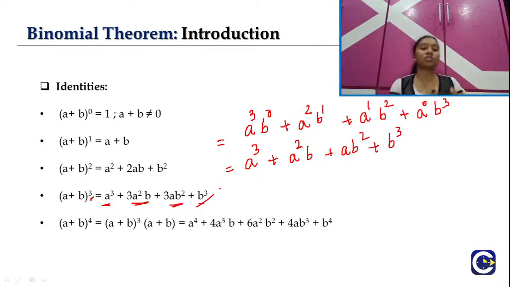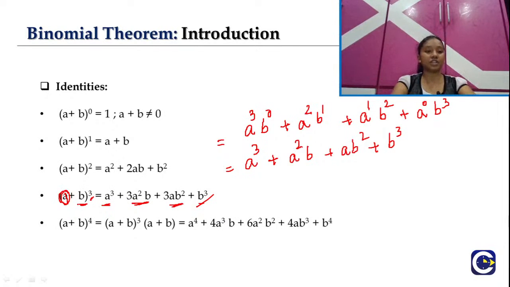It actually follows a pattern. The pattern is that whatever element is present in the first place, the power of that element will be decreasing, starting from the index number until 0. And for the second place element, it will be increasing, starting from 0 until the index number. Right. Now I hope you have understood the second observation also.